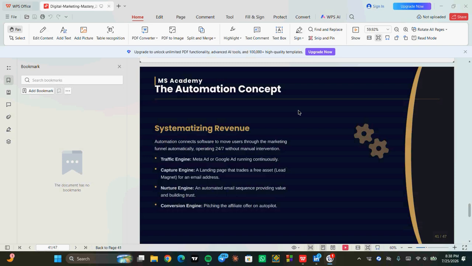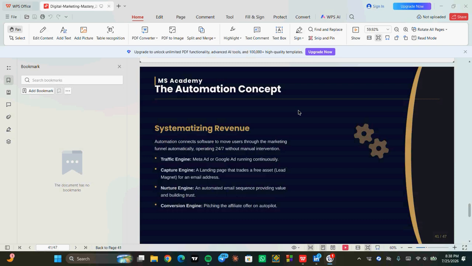Now, this component is responsible for pitching the affiliate offer on autopilot. I'll repeat that again. This is responsible for pitching the affiliate offer on autopilot. After the nurture sequence has established trust and value, this engine introduces the commercial offer. It uses targeted emails or automated pages to present the product, handle objections, and encourage the lead to make a purchase, automatically generating revenue without manual effort.